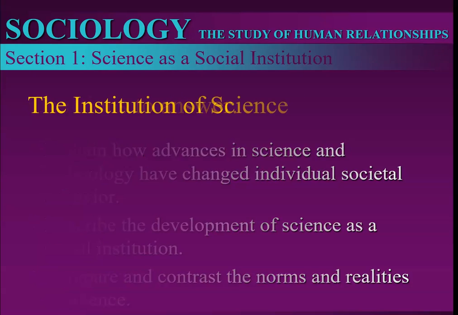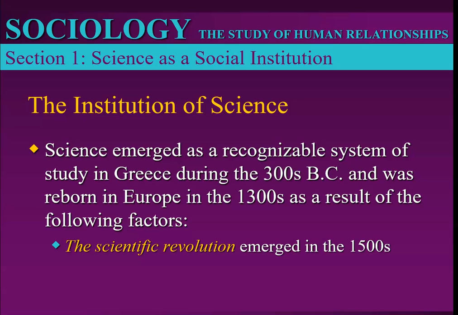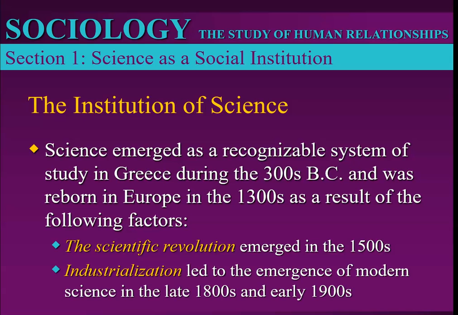realities of science. The institution of science emerged as a recognizable system of study in Greece during the 300s BCE and was reborn in Europe in the 1300s as a result of the following factors. The scientific revolution emerged in the 1500s, and industrialization led to the emergence of modern science in the late 1800s.